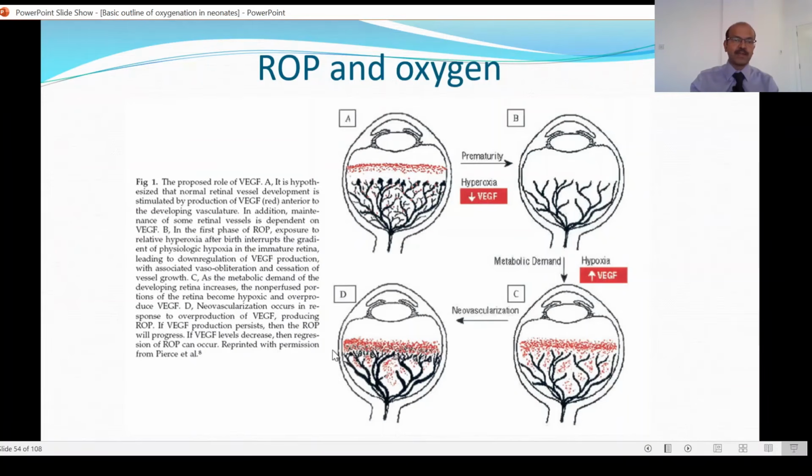So neovascularization occurs in response to overproduction of VEGF, and if VEGF production persists, the ROP will progress. So you get plus disease, you get the dilated vessels which are seen, and if the VEGF levels decrease, then regression of ROP can happen. And this is the basis for the treatment with anti-VEGF factors that we use now, the Eylea or the bevacizumab and other products that are injected into the vitreous to inhibit. So we have different factors. We have the free radicals, but however we have the fluctuation of hyperoxia, hypoxia, and in a premature baby, the switch from hemoglobin F to hemoglobin A that is initiated by the transfusions also plays a role.